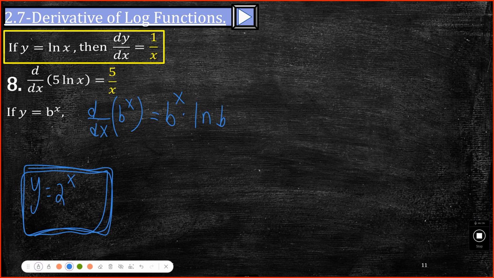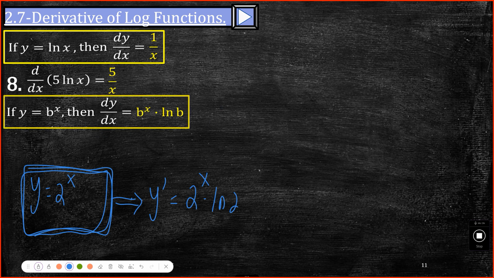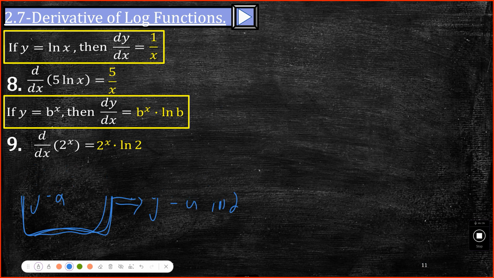So if I do y equals 2 to the x, y prime will equal 2 to the x times ln 2. I hope I'm right. Let's see. Yeah, so it's b to the x times ln of the base. They don't really test this much, but I don't know.